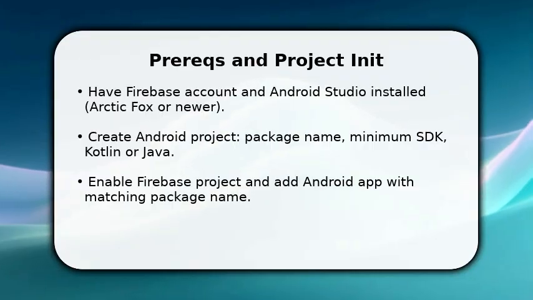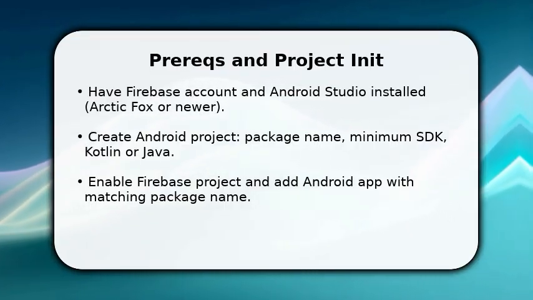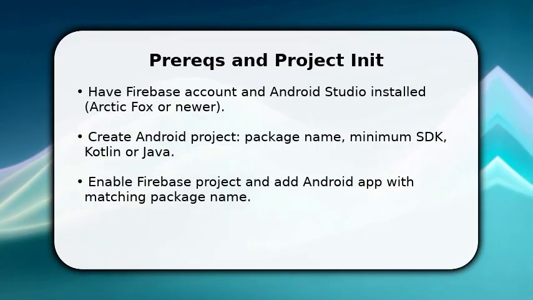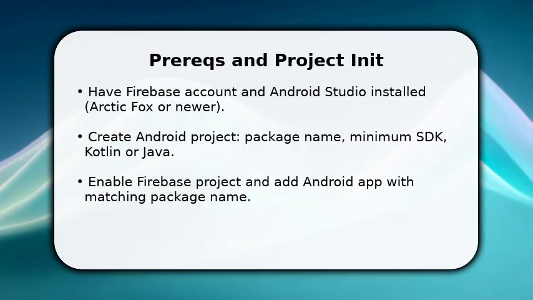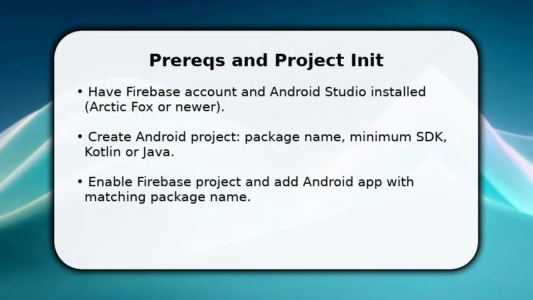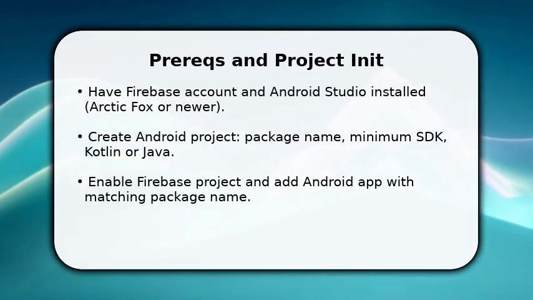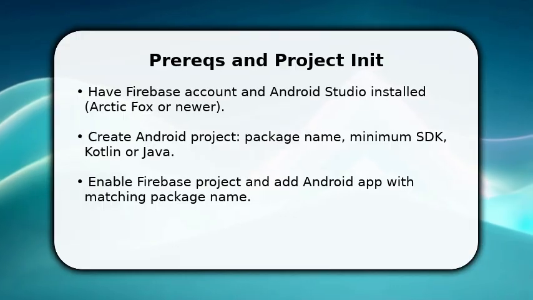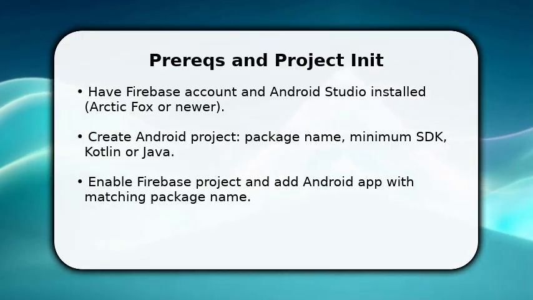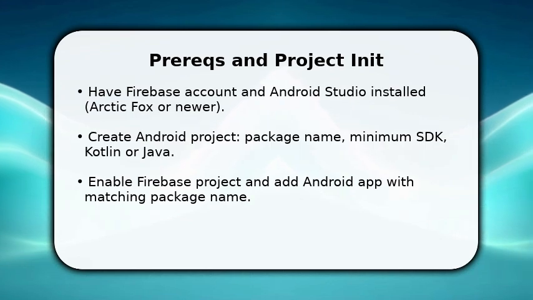You start by making sure your Firebase console and Android Studio are ready. Create a new Android app with the correct package name and choose Kotlin or Java. Once done, add that Android app in the Firebase console, download the Google services JSON file and place it into app/ in your project. Make sure your app ID matches exactly and your min SDK is compatible, because mismatches will block initialization. This gets you straight into connecting code and services.